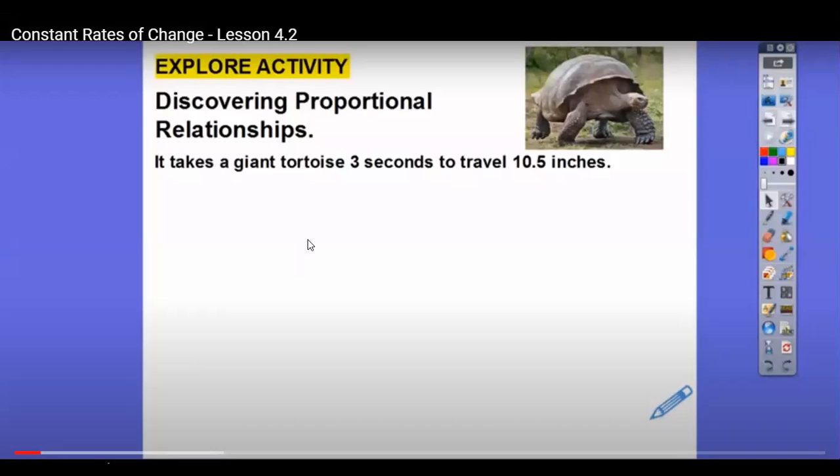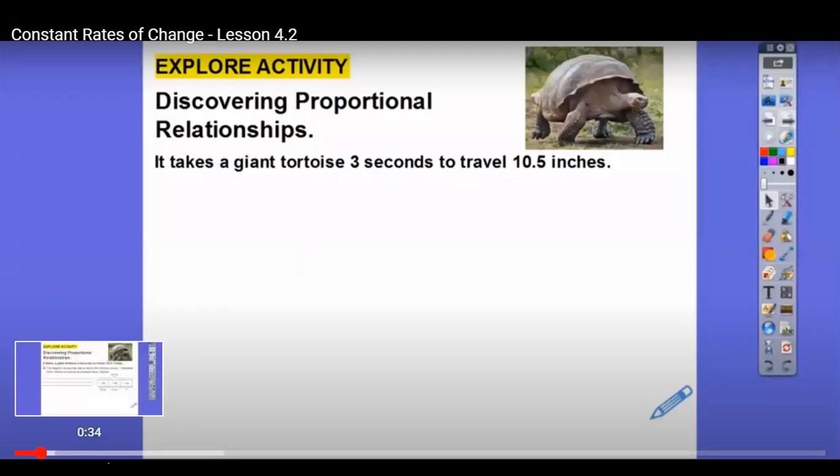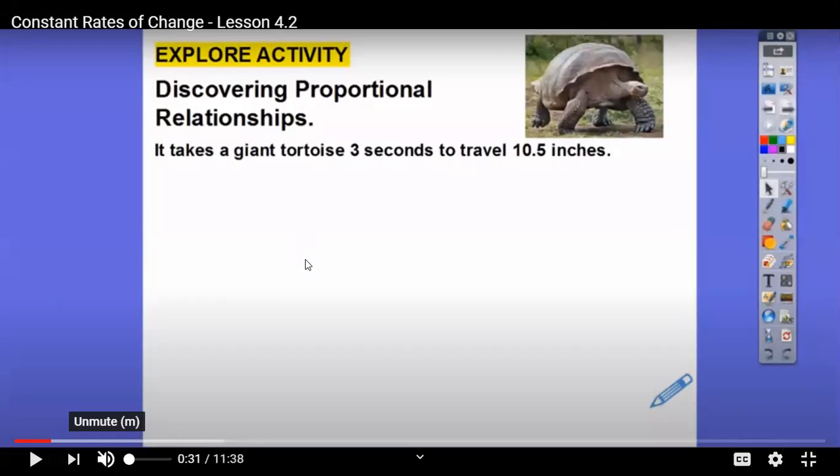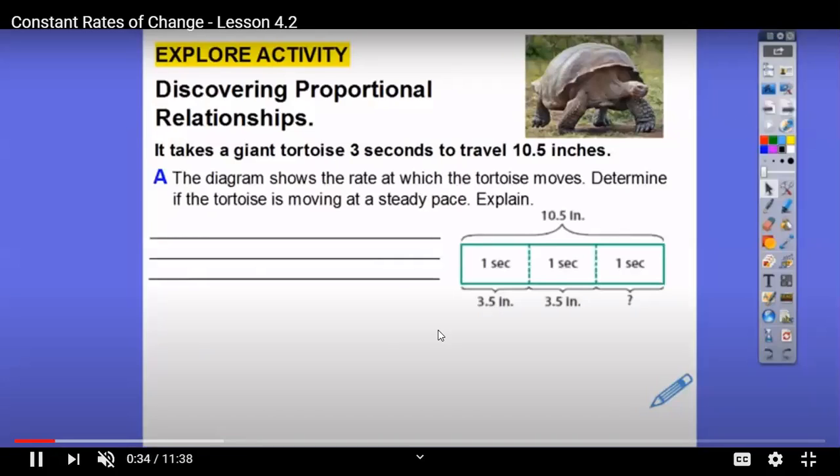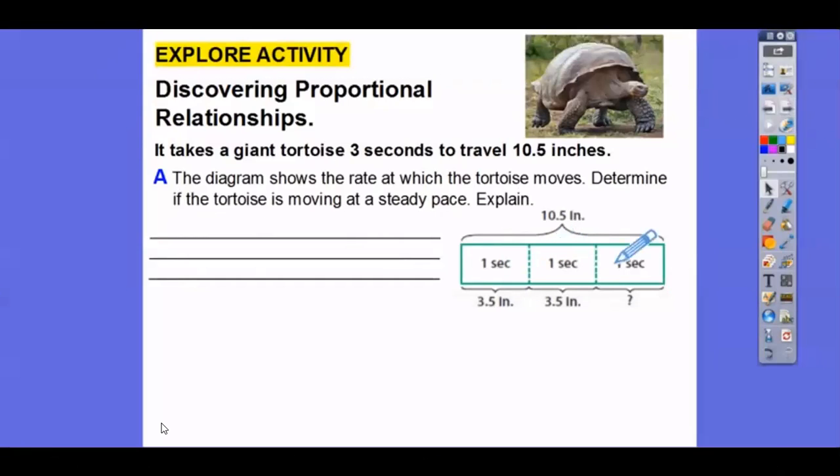It takes a giant tortoise 3 seconds to travel 10.5 inches. Then for the tortoise to move for 3 seconds, it will travel 10.5 inches. Then we can draw a diagram to represent this relation. The diagram shows the rate at which the tortoise moves. Determine if the tortoise is moving at a steady pace, and we have to explain.